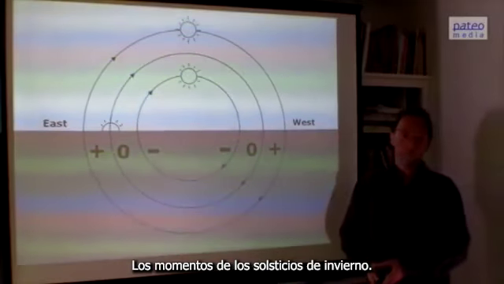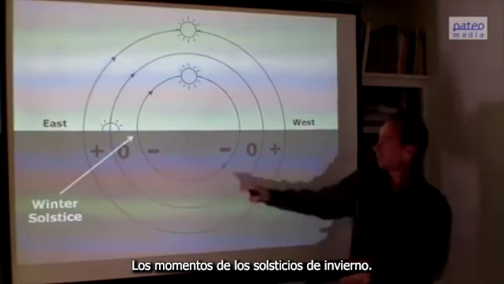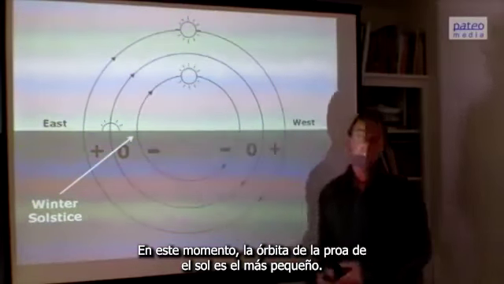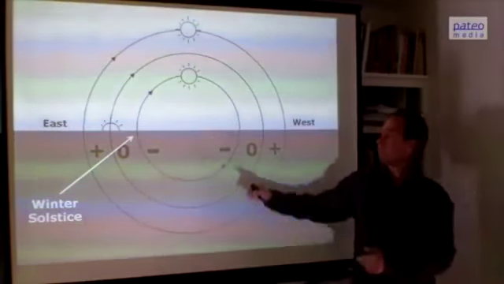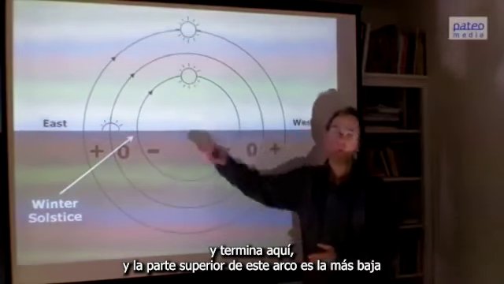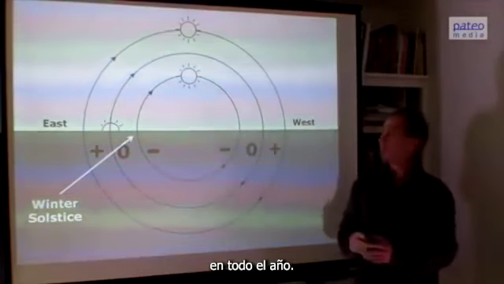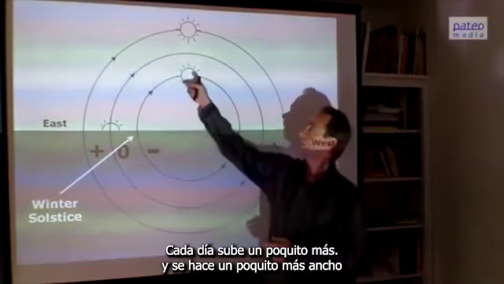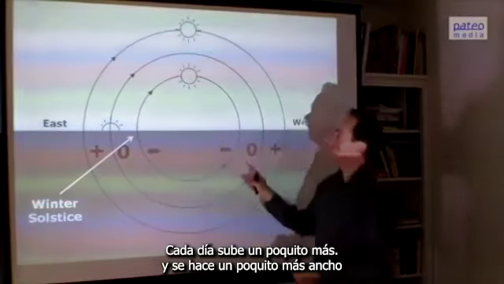The moment of the winter solstice, the orbit or the bow of the sun is the smallest one. It rises here and it sets here. And the top of this bow is the lowest one in the whole year. Then it goes up again. Every day it climbs a little bit higher and it makes a little bit wider.